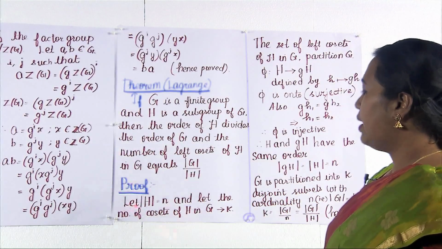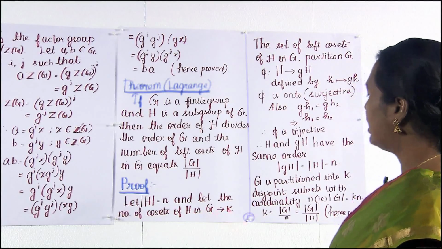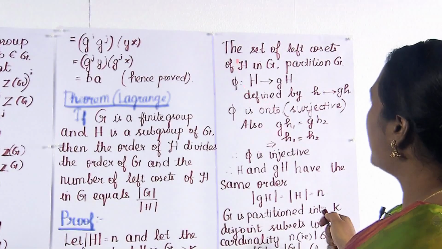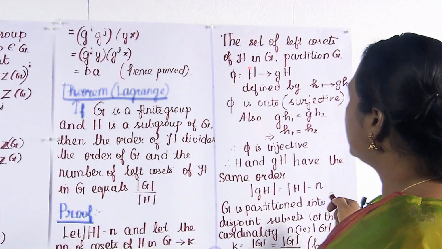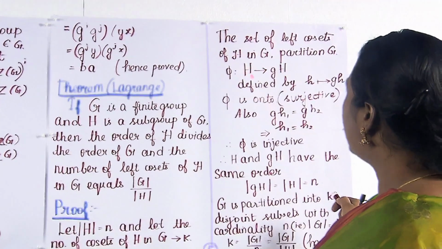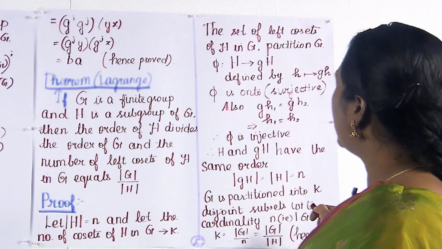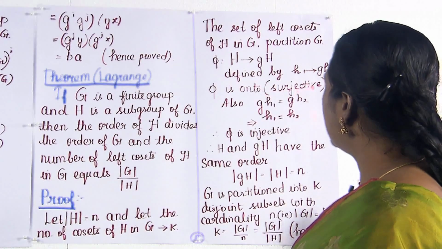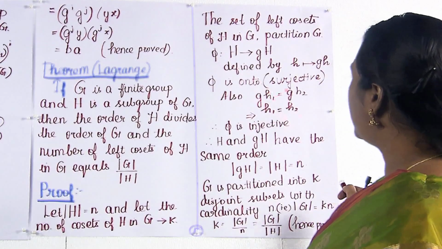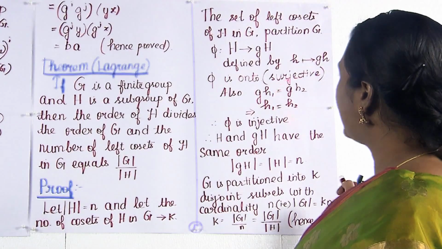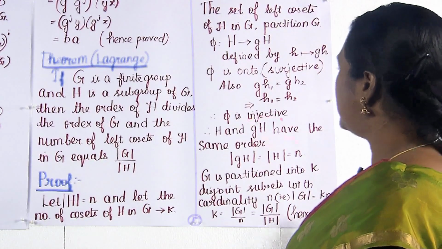So, proof: let the order of H be equal to n and let the number of cosets of H in G be k. The set of left cosets of H in G partition G. Therefore, we define a function phi from the set H to gH, defined by the element h going to gh. So, we now show that phi is onto, it is clearly surjective. Also, to prove the one-one property, gh1 is equal to gh2. So, when you do left cancellation, it becomes h1 is equal to h2 and this proves that phi is injective.